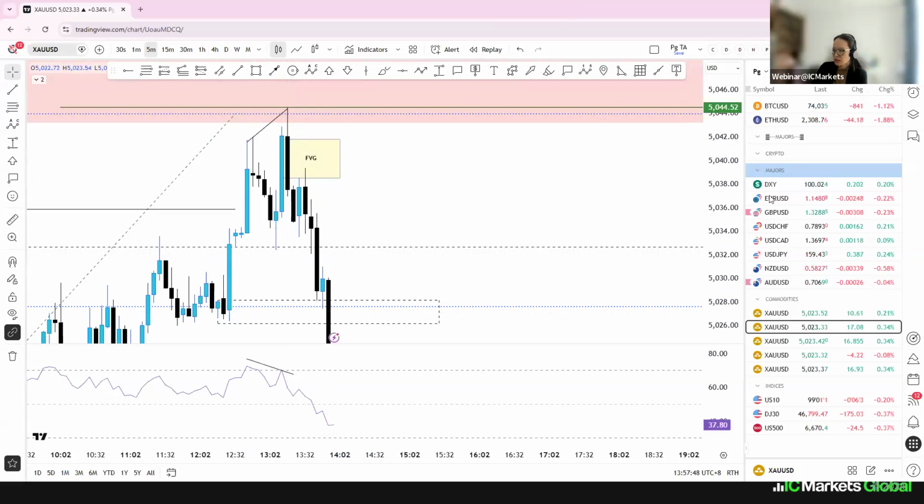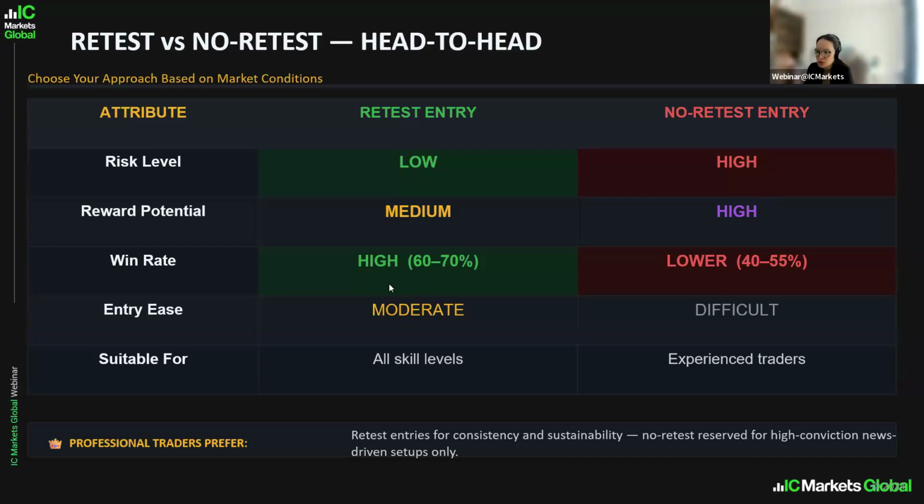Okay. No retest: high. Risk potential: medium. This is going to be high definitely because you don't wait for the retest. Okay. Win rate 60 to 70%. This is going to be the low win rate. Okay. Entry is moderate. This is difficult because sometimes you get the FOMO.